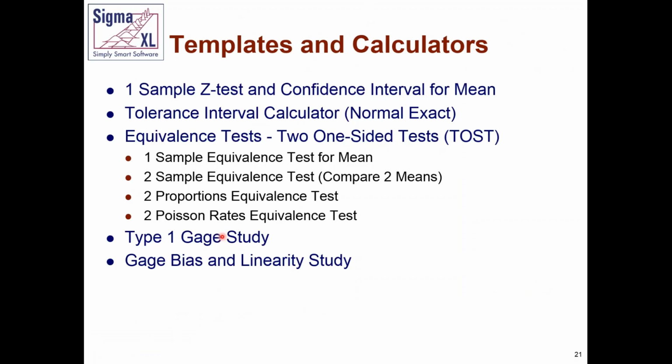So in templates and calculators, we have the one sample z-test, tolerance interval calculator for normal exact, equivalence tests, also known as two one-sided tests, one sample for mean, two sample equivalence test to compare two means, two proportions equivalence test, two Poisson rates equivalence test, and the type 1 gauge study and the gauge bias and linearity study.